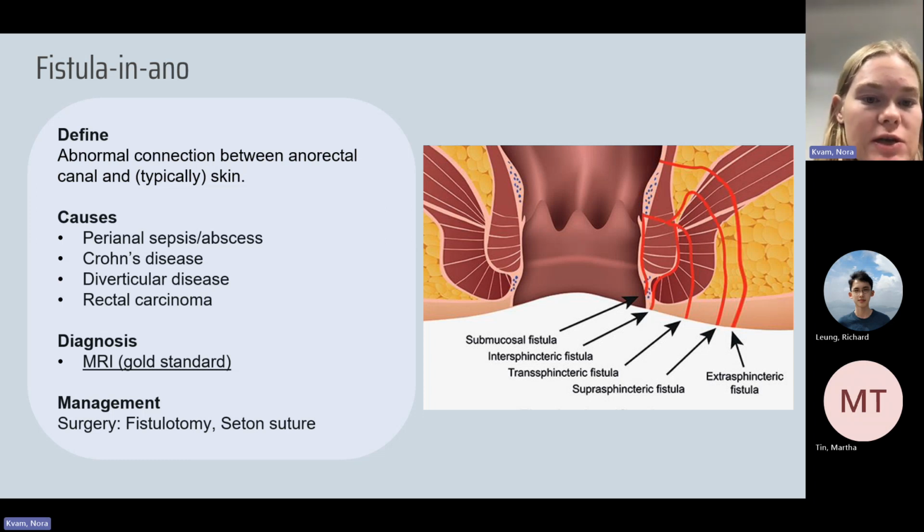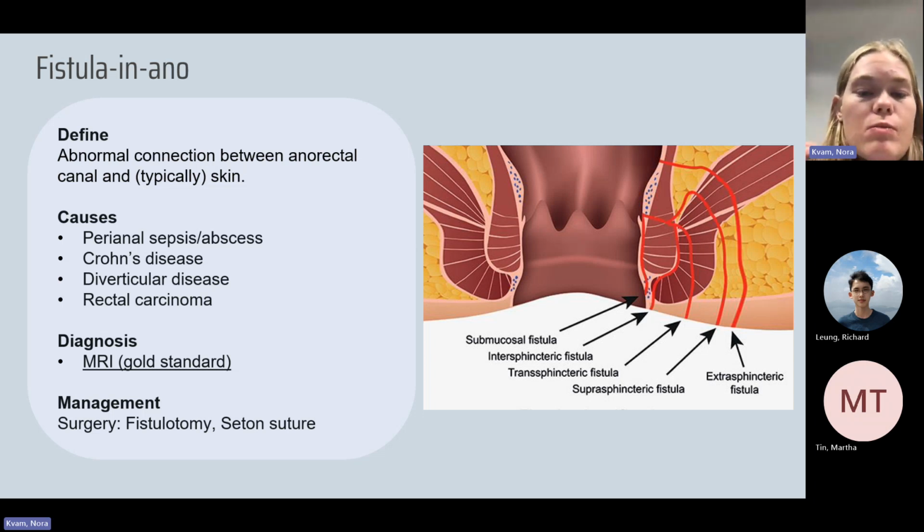So here, as I mentioned, there are little tunnels or connections between the anus and the skin. And the management is either fistulotomy. A fistulotomy involves cutting along the whole length of the fistula so that it heals as a flat scar. But these are only suitable if the fistulas do not pass through the sphincter muscles, because if you cut through the sphincter muscles, of course, you can develop incontinence.